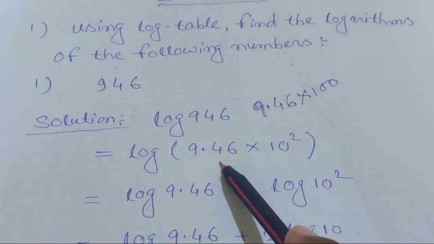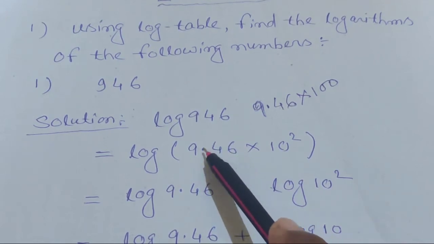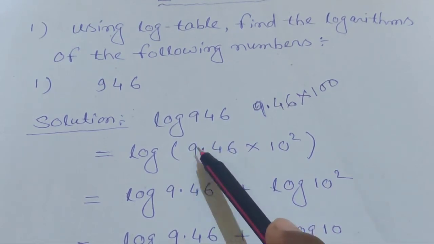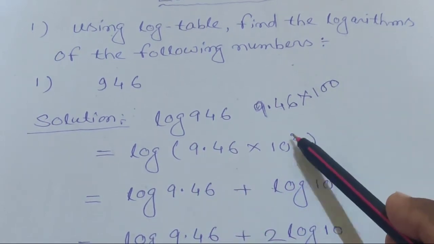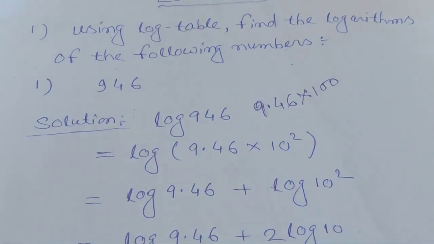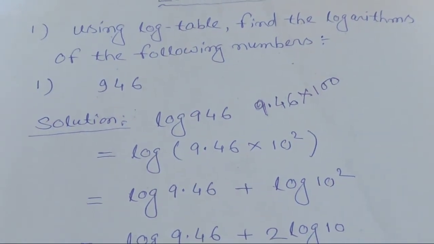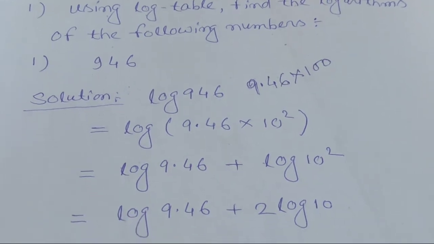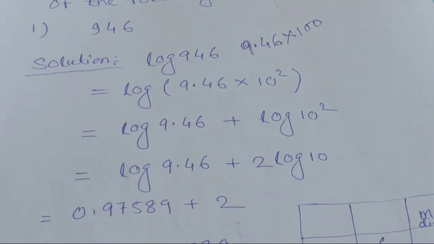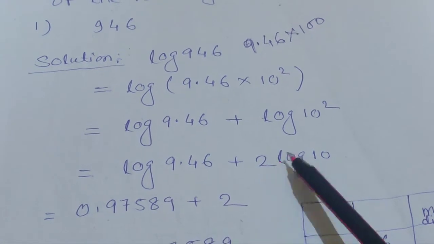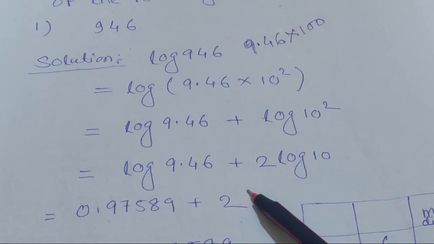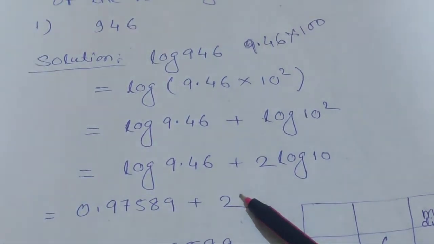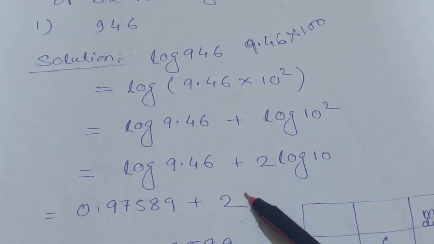So after this step, that is bringing the decimal to a place where before the decimal there is only one digit, we can see what the power of 10 is. The power of 10 will give us the characteristics. Here the power of 10 is 2. According to the properties of log, this 2 will come before log, and log 10 is 1. So the characteristics we got is 2. In this way we can find the characteristics.